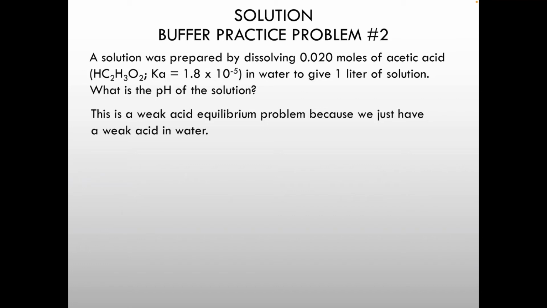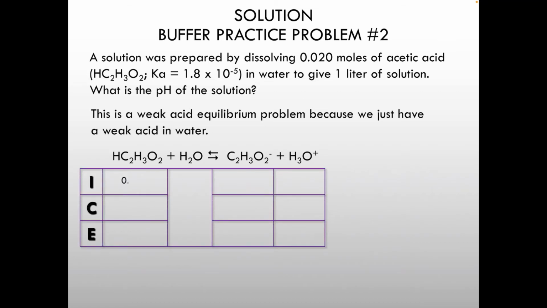So instead of doing an ice table in moles, we're going to do this in molarity. Remember, whenever we do stoichiometry, reaction ice tables are going to be in moles. But equilibrium ice tables will always be in molarity. So here's our equilibrium. We have our acid reacting with our water to produce our conjugate base and the hydronium ion. So here's our ice table.